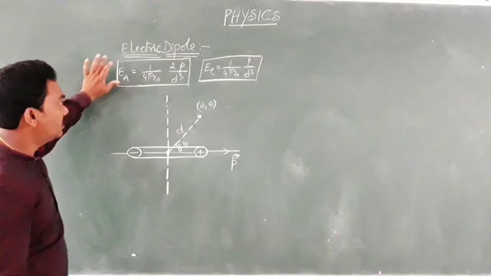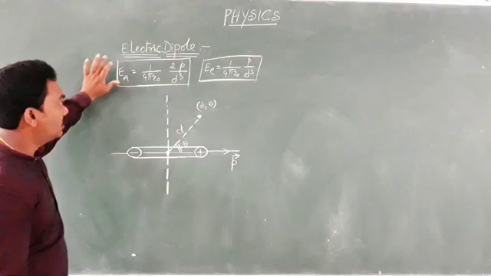Sir, no sir, my point lies on equatorial line. Yes, theta equal to 90. Then when you put theta equal to 90, you come across 1 by 4 pi epsilon naught into P by d cube, because cos 90 degrees value is 0. If you wish to take the point on axial line, then put theta equal to 0. So this is how the intensity of electric field due to a dipole can be discussed.